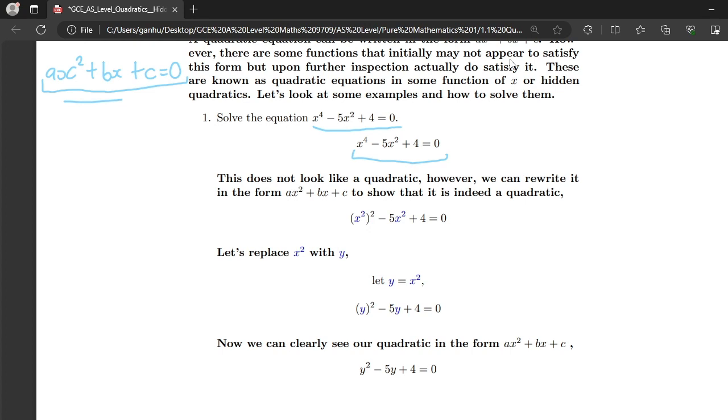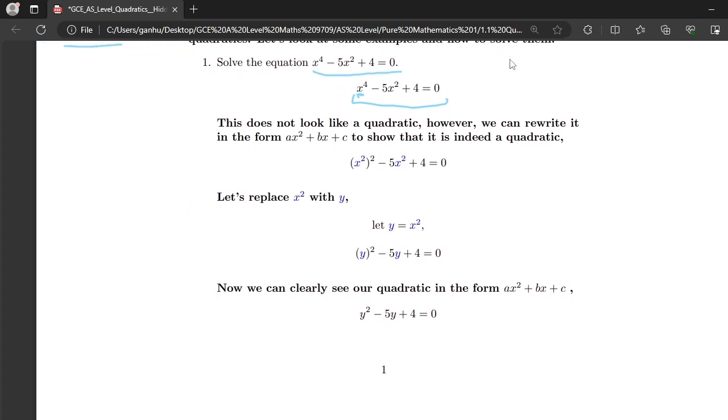To do that, we're going to rewrite x to the power 4 as x squared in brackets to the power 2. Using laws of indices, if you simplify this, it gives you x to the power 4. Once we have done that, we say let y equal x squared, and wherever there's an x squared, substitute with y. So it becomes y squared minus 5y plus 4 equals 0, and as you can see, this satisfies the form ax squared plus bx plus c equals 0.